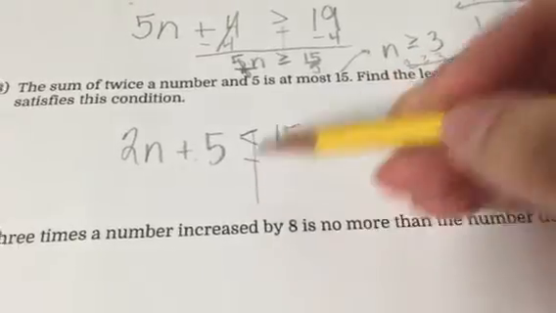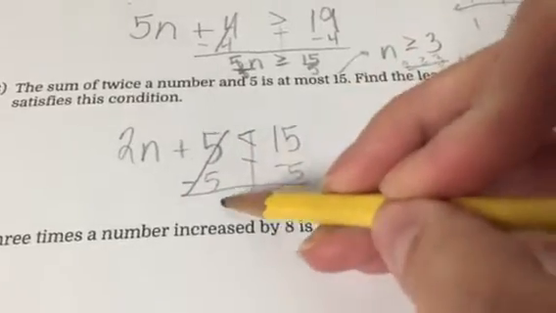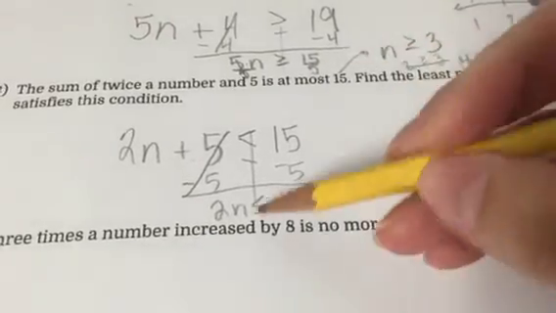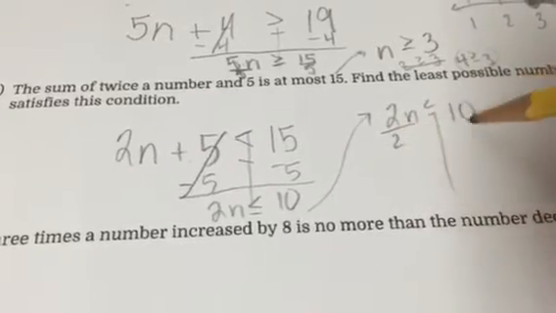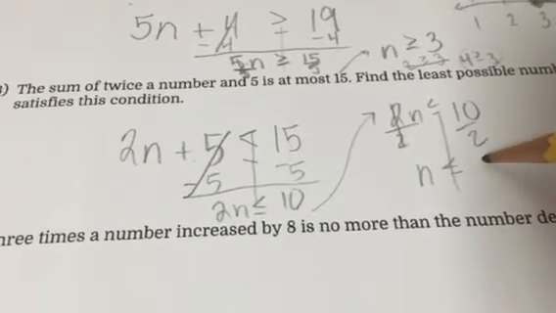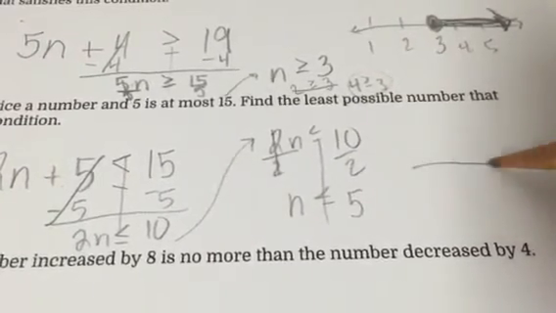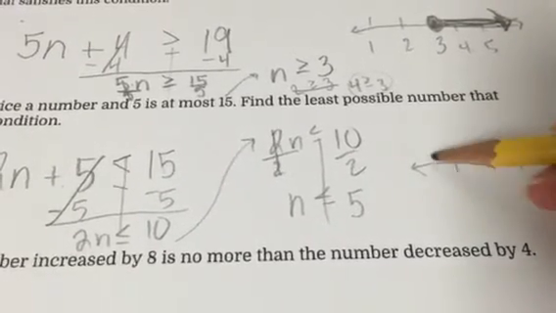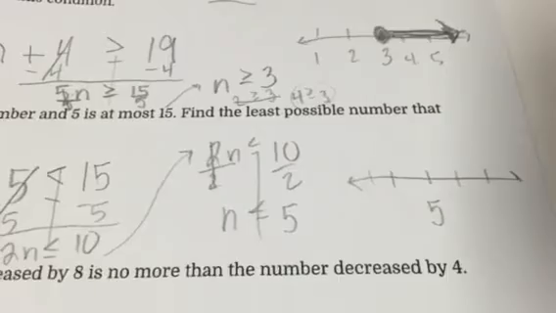So we're going to solve. We've got to get that n by itself. So I'm going to subtract 5. I get 2 times n is less than or equal to 10. I'm going to come up over here. 2n is less than or equal to 10. I've got to divide by 2 to get the n by itself. 10 divided by 2 is 5. So now I'm going to draw the graph. Make sure you put your 5 in the middle. You need 2 numbers before and after, and I'll let you guys finish that.